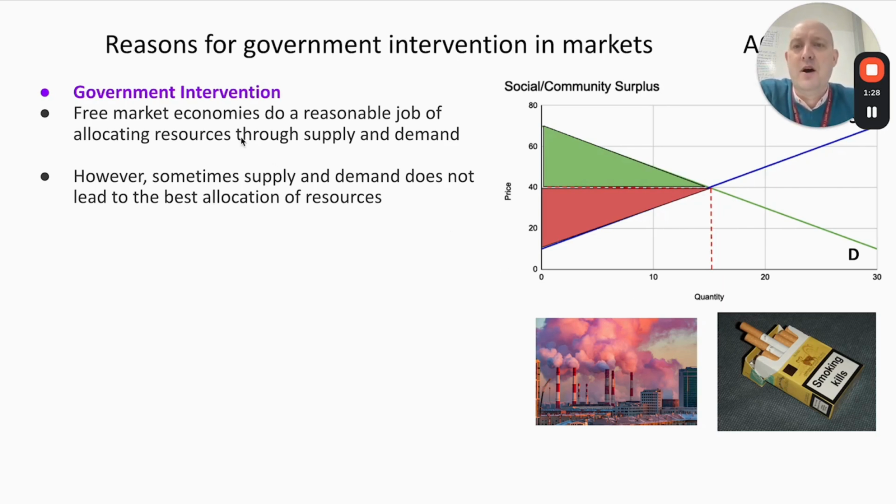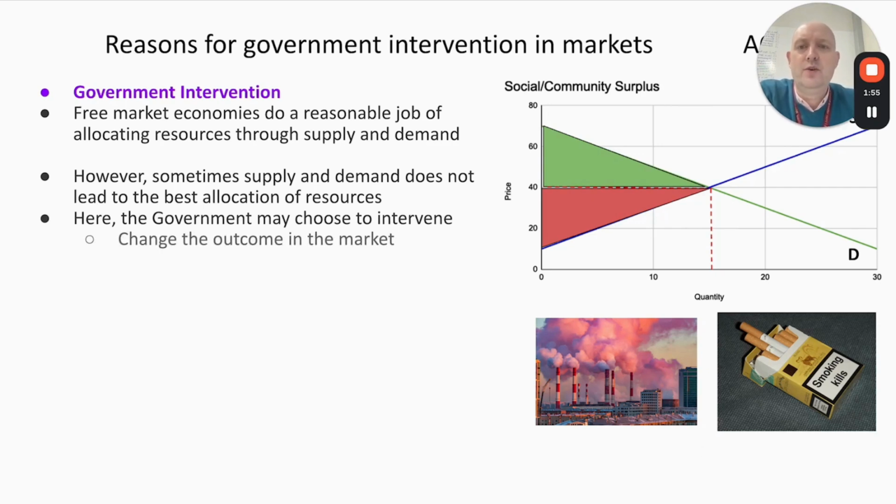Now, this term, free market economies do a reasonable job: different economists will have different opinions on this, so I've left it deliberately vague with the word reasonable. However, sometimes supply and demand does not lead to the best allocation of resources. We call this market failure, and this is actually the next chapter we're going to do. Some examples are pollution, cigarettes, but we're going to look at lots of different examples. And in these markets, the government may choose to intervene, which specifically means to change the outcome in the market.